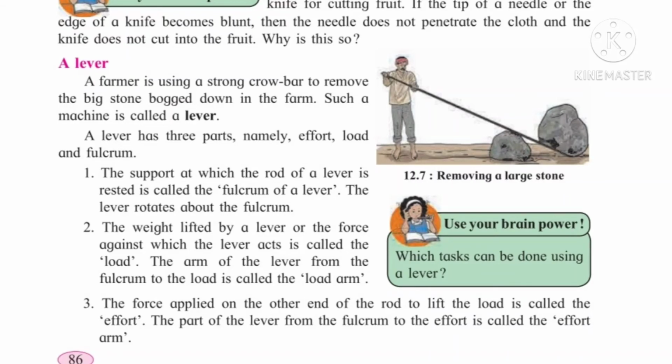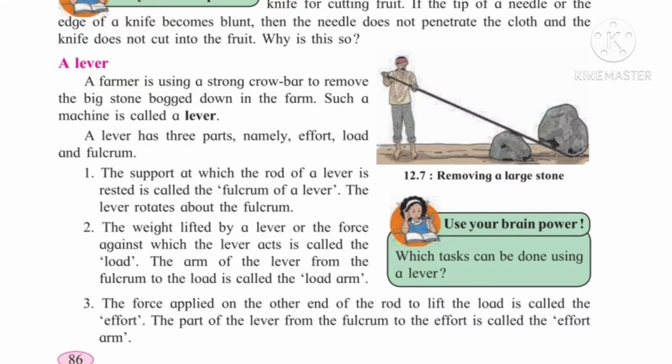Observe the picture. A farmer is using a strong crowbar to remove a big stone bogged down in the farm. Such a machine is called a lever. Like the inclined plane, the crowbar is also one type of machine, a bar, used to do our work easily.